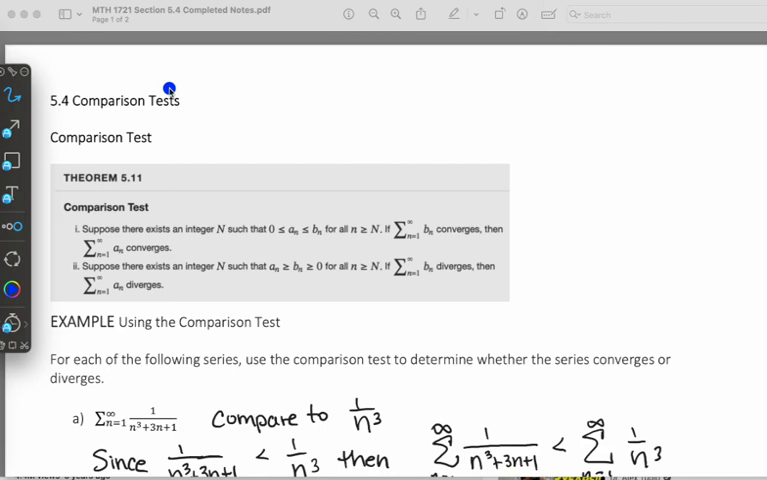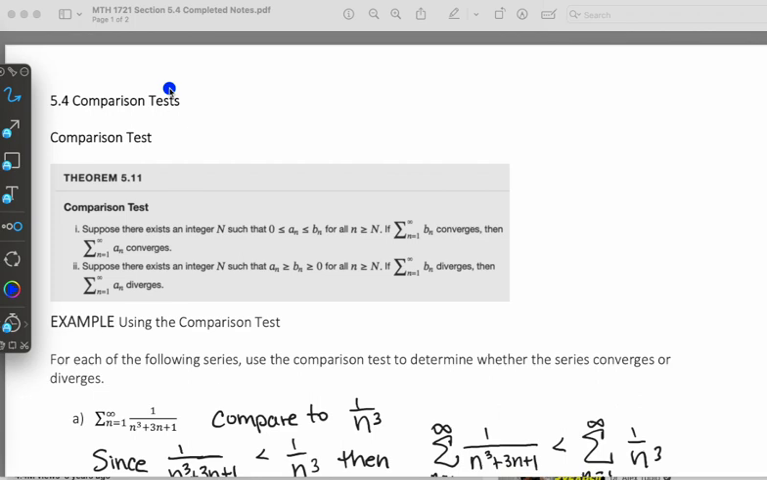In this lesson, we're going to talk about comparison tests. Now, in the previous section, we talked about the integral test that allows us to determine whether or not a series converged or diverged by comparing it to an improper integral. And now we're going to look at how we can use the comparison test to determine whether a series converges or diverges by comparing it to another series that we know converges or diverges.